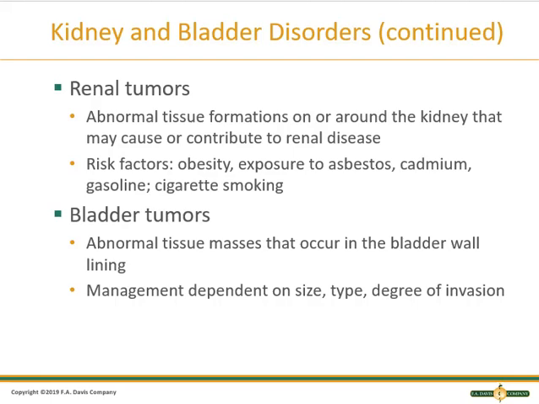Let's talk next about renal tumors. They are abnormal tissue formations on or around the kidney that can contribute to renal disease. Risk factors include obesity, exposure to asbestos, cadmium, gasoline, and cigarette smoking. Symptoms vary depending on the size of the tumor, and oftentimes the growth of the tumor is silent. Patients are asymptomatic. Often the only outward symptom might be hematuria. Some patients may have a complaint of a dull, achy flank pain or abdominal mass.